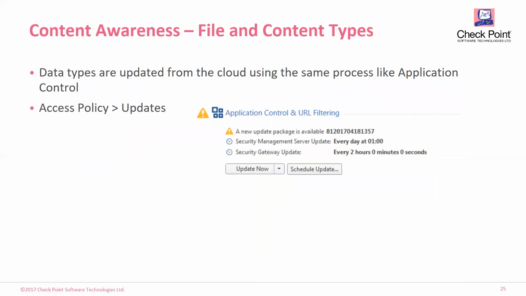And data types are updated from the cloud utilizing the same process as the application control. So if you go into application control and URL filtering, you can see the security gateway updates are set to every 2 hours. So something to keep in mind when you're blocking based on content type, and you want to make sure that this is just a normal update.